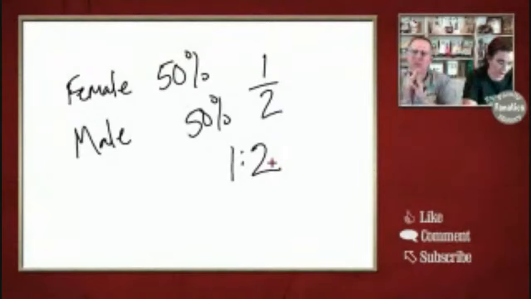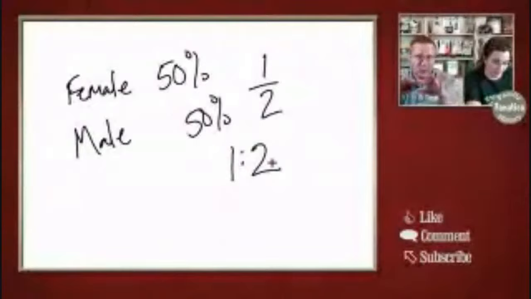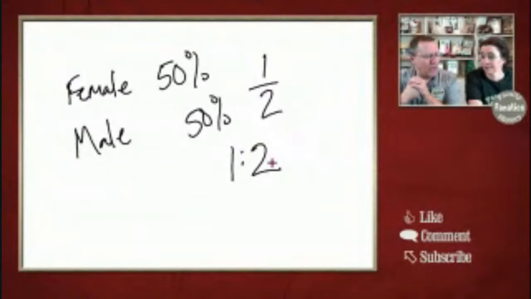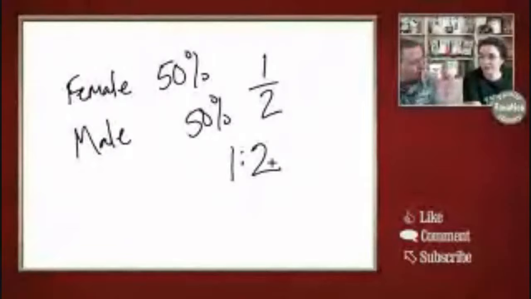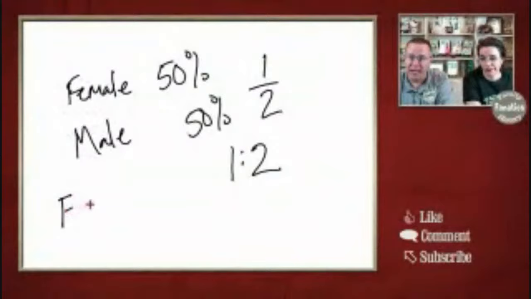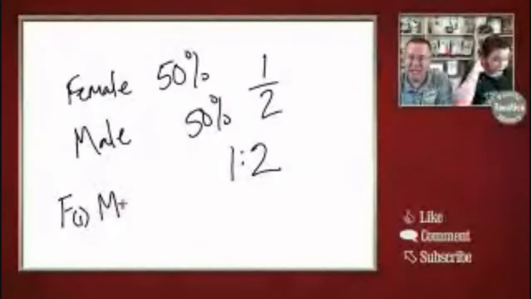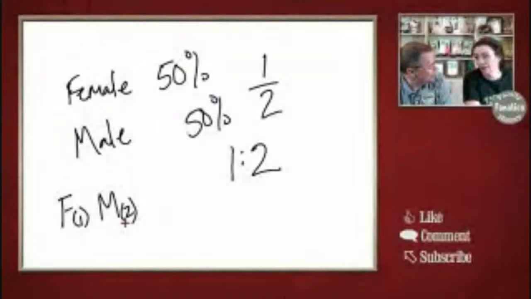Now, that seems pretty simple, generic, but let's go one step further. What is the probability that your first child was female and your second child was male? So now we're not just talking about one. We're saying first female, second male. I have no idea. You have no idea. I have no idea. Really? I don't. Okay, that's good.